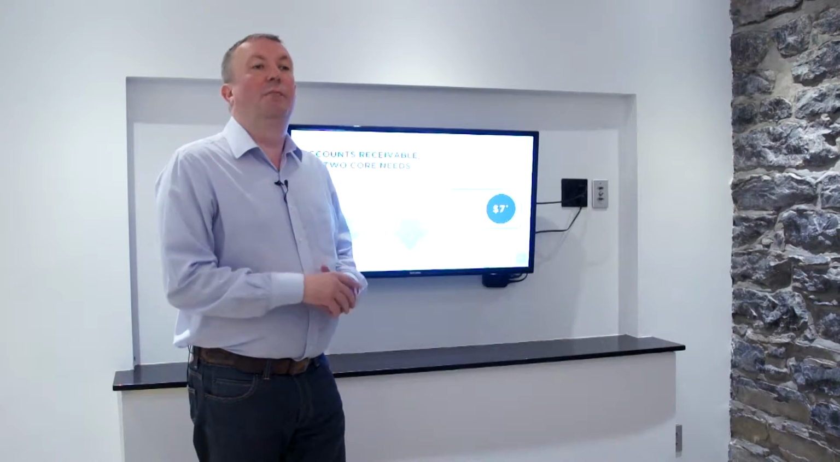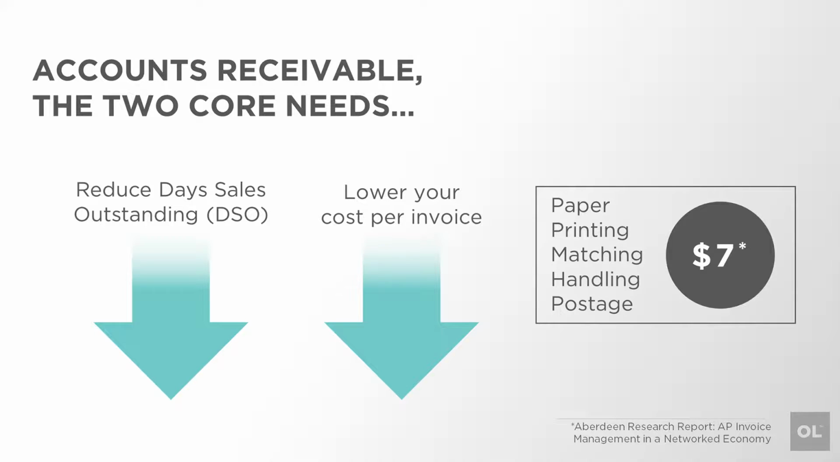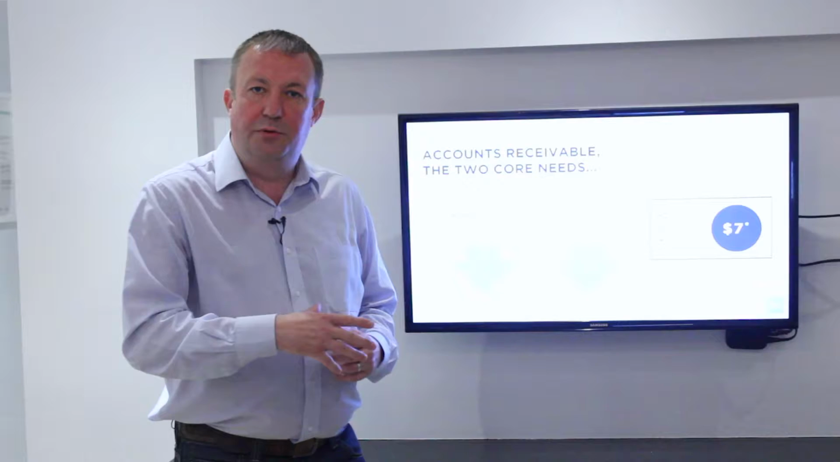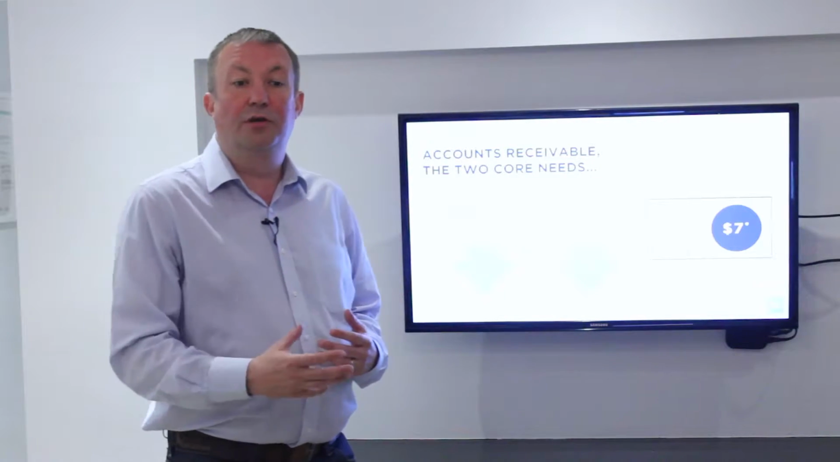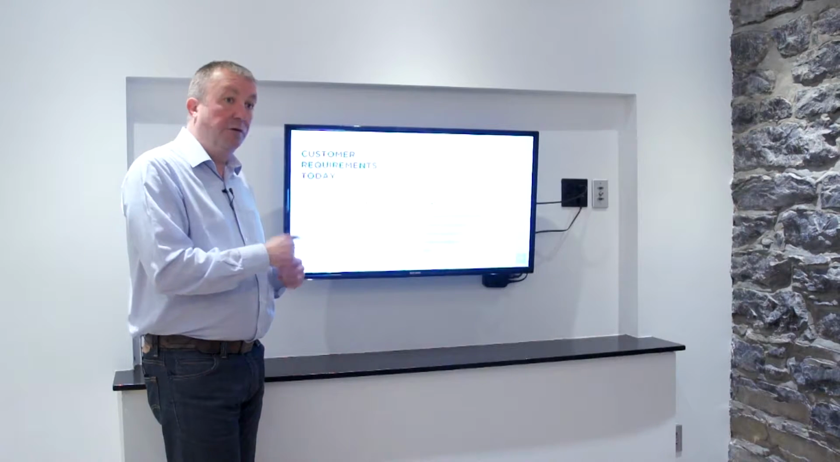So as an accounts receivable manager in the organisation, you may have two issues that you want to deal with. The first one is how long it takes for your invoices to get paid, but also the cost of those invoices going through the organisation. The Aberdeen Group suggests that the whole cost of producing a single invoice may be as much, if not more, as $7.